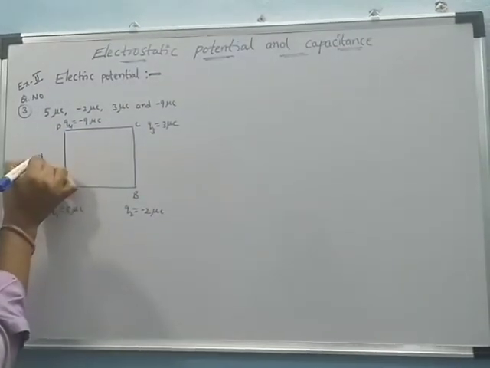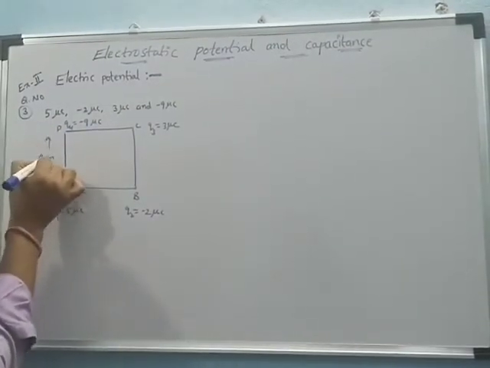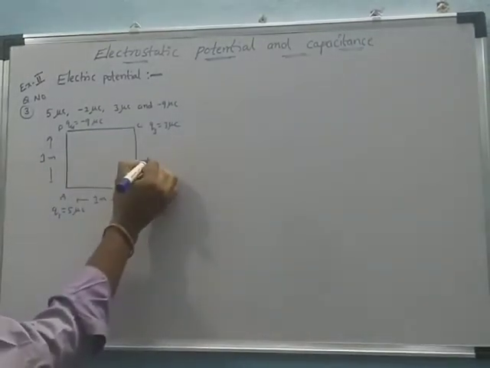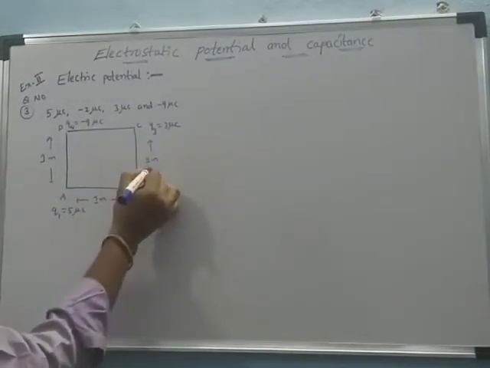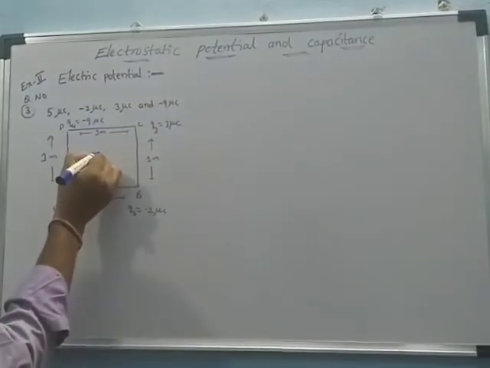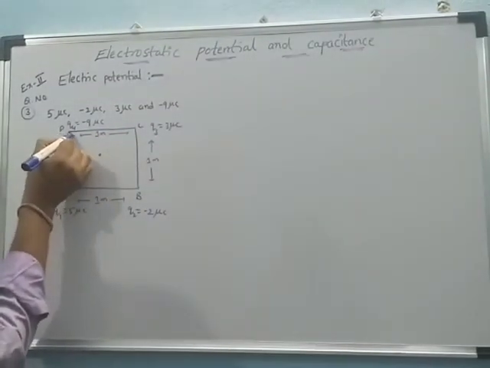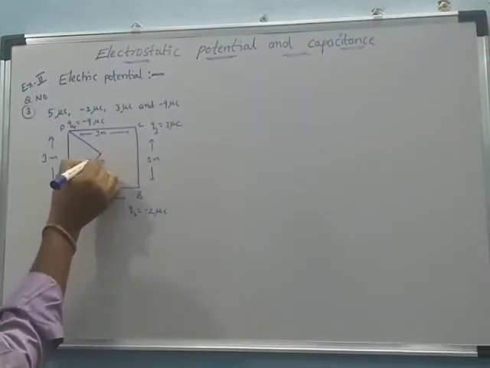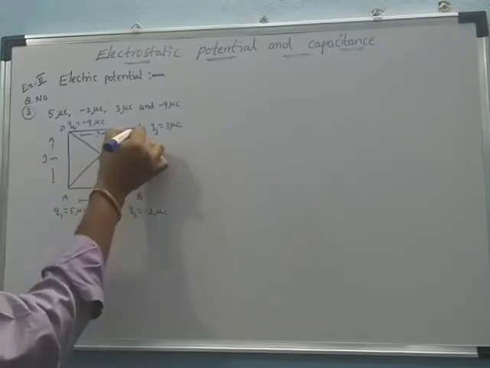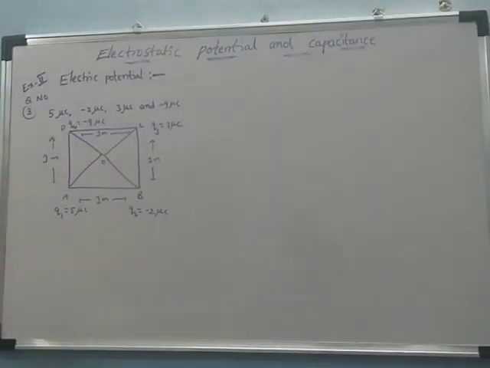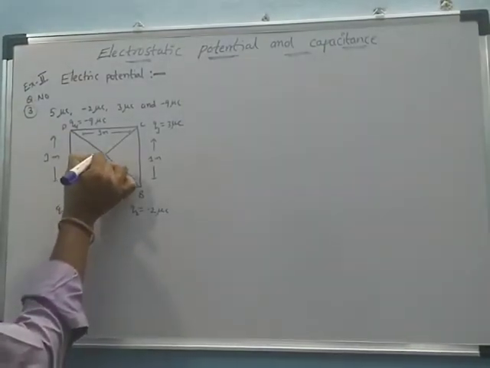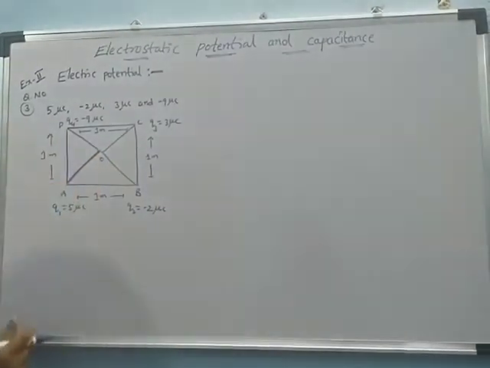Each side is 1 meter. Now we can find the center, which we mark as O. The distances from A to O, O to B, O to C, and O to D will all be the same, each being the distance from the corner to the center.